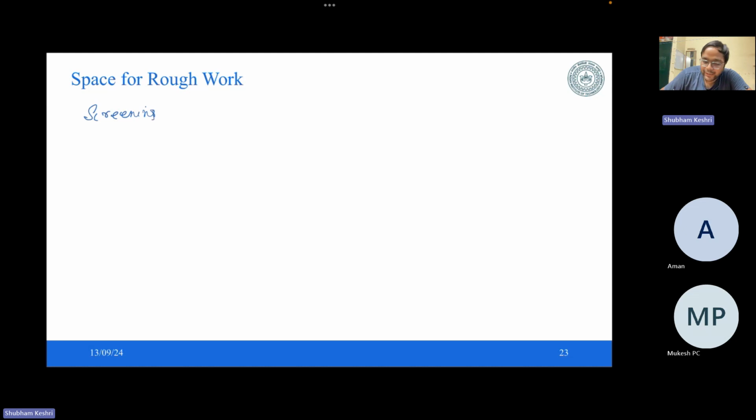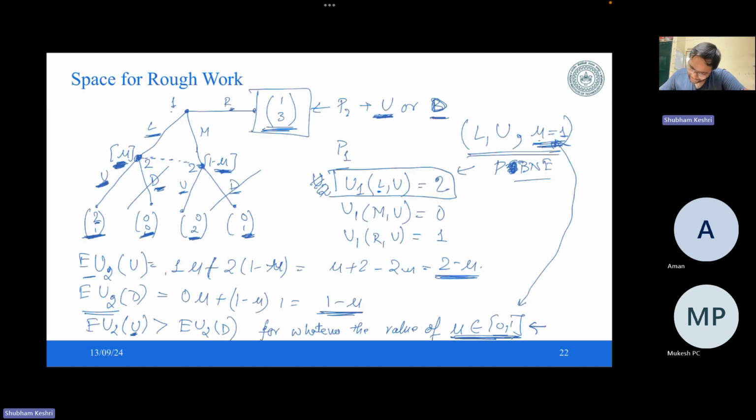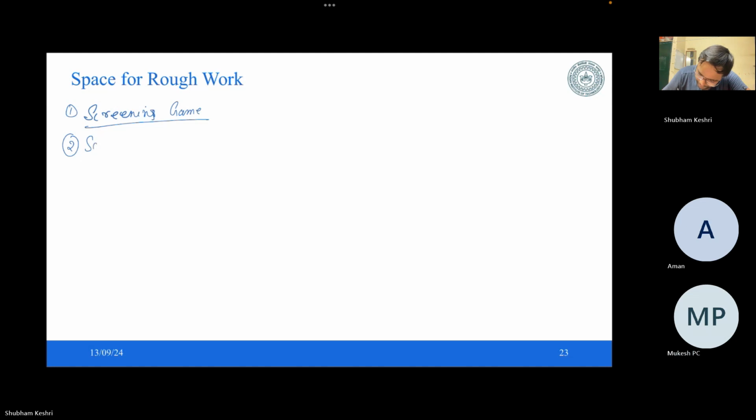So we can have two kinds of games. First is the screening game. Second is the signaling game. Signaling game. So we will talk about the signaling game first.